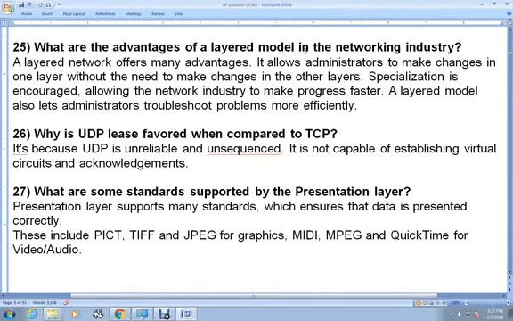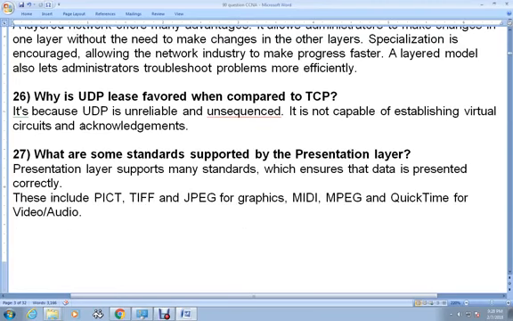What are the advantages of a layered model in the networking industry? So guys, a layered network offers many advantages. It allows an administrator to make changes in one layer without the need to make changes to other layers. Specialization is encouraged, allowing the network industry to make progress faster. A layered model also lets administrators troubleshoot problems more efficiently. So these are the advantages of having a layered model in the networking industry.